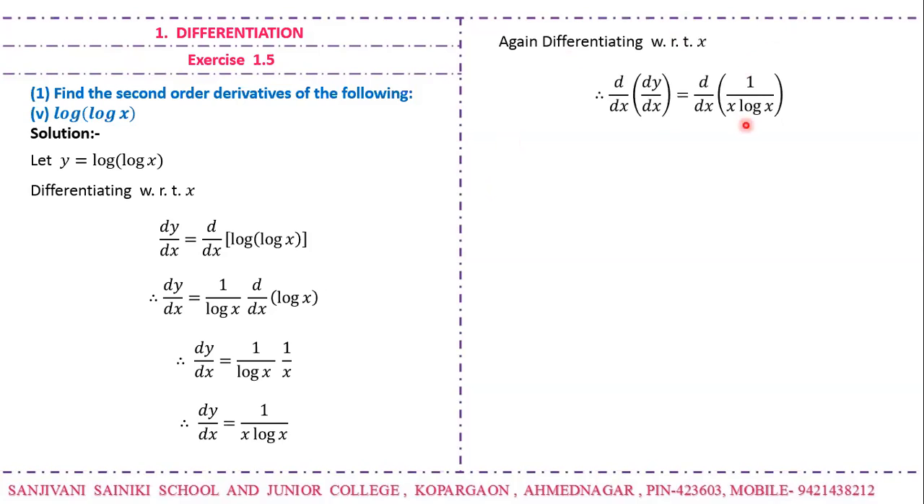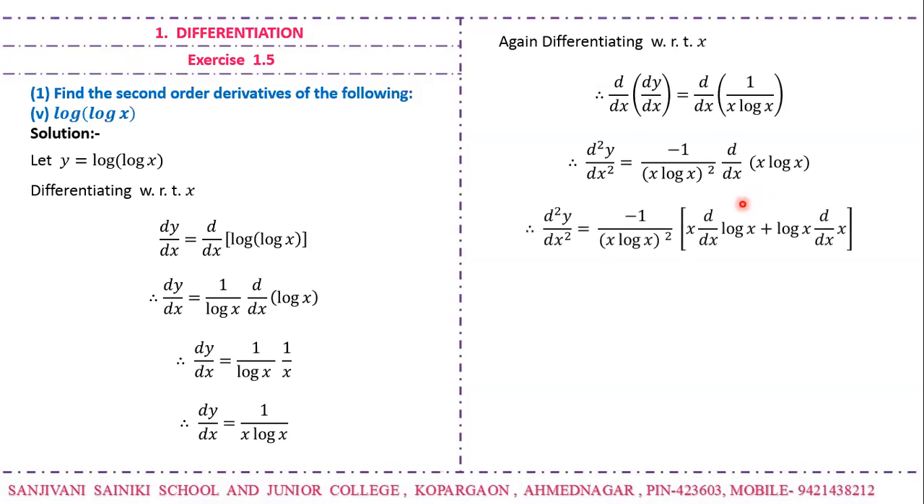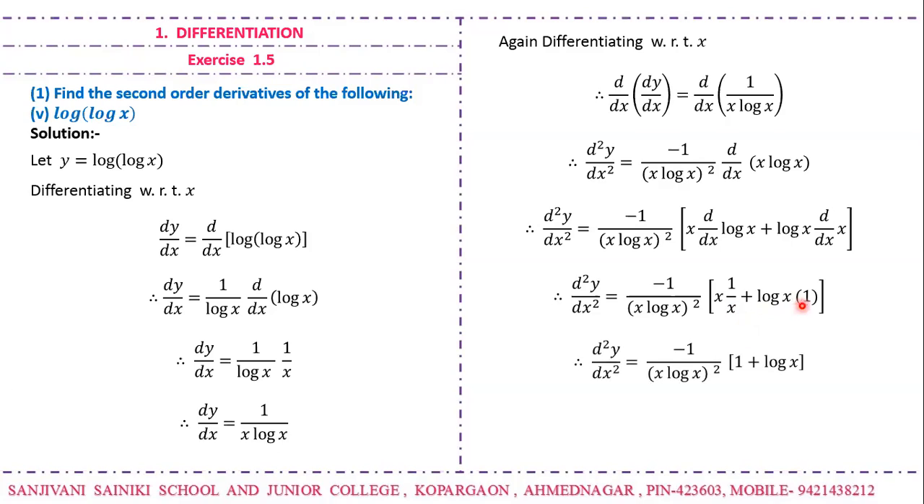Again differentiating with respect to x, we have to find derivative of 1 upon x log x. We will use the formula 1 upon v. Now derivative of 1 upon v is minus 1 upon v square into dv by dx. So dv by dx means the derivative of x log x. There is a product of functions. So first function as it is, derivative of the second function, plus second function as it is, derivative of the first function. So derivative of log x is 1 upon x and derivative of x is 1. So what we get? 1 plus log x. So minus 1 upon (x log x) whole square into (1 plus log x).